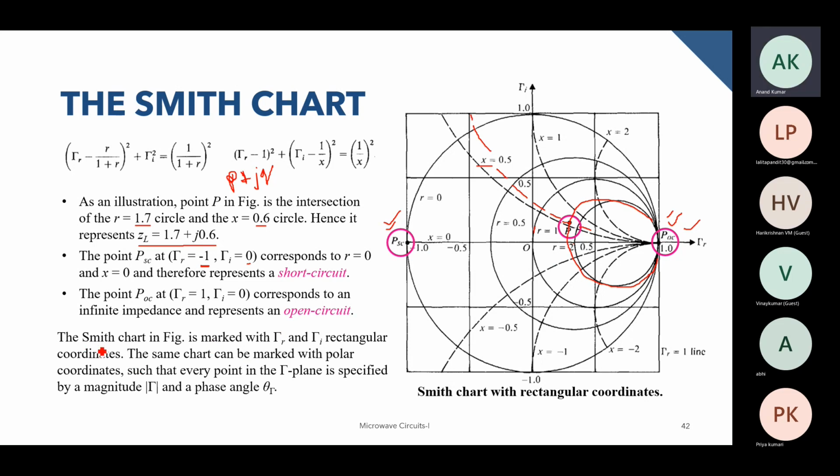So the Smith chart in this figure is marked with gamma R and gamma I rectangular coordinates. And again, as in the beginning we were saying, the same chart can be marked with polar coordinates such that every point in the gamma plane is specified by the magnitude and the phase angle gamma t. So this particular chart concerns the rectangular coordinate system, and now this particular plot can also be modeled in polar coordinate system, and that is the Smith chart that is commercially available and that we frequently use.